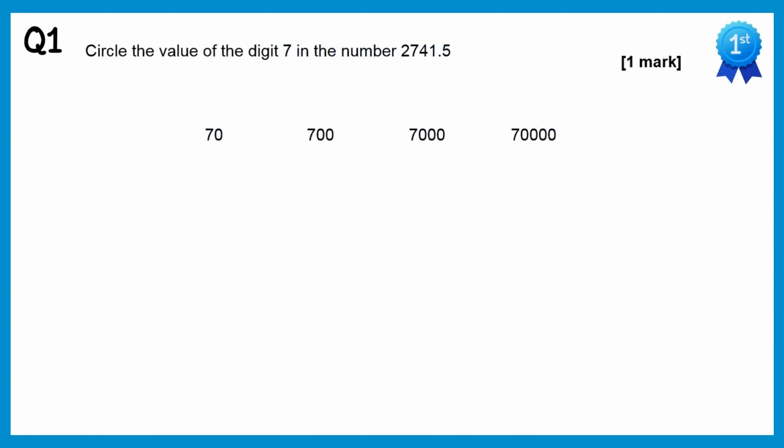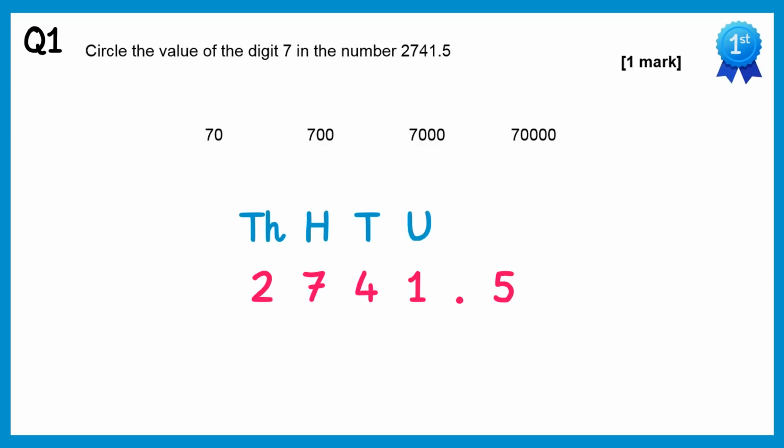For this question, we'll write out the number. The 2 is in the thousands column, the 7 is in the hundreds, the 4 is in the tens, the 1 is in the units. In the question, it asks us about the digit 7. So if we look at the 7, which is in the hundreds column, it must represent 700.